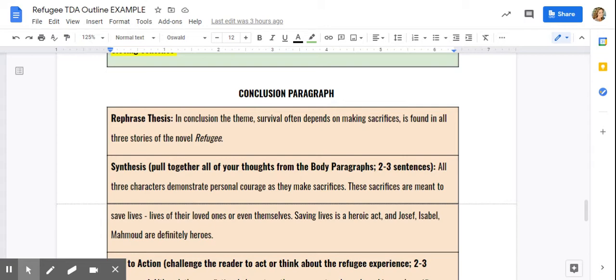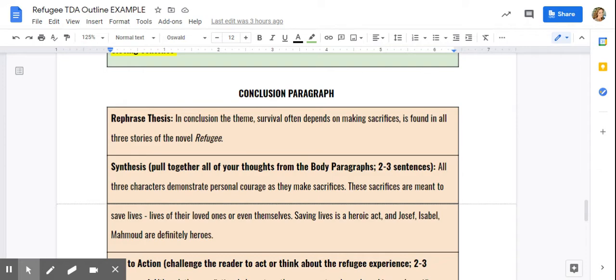So I want you to think about how you can synthesize your ideas earlier in the essay, come up with two or three sentences that pull it all together for this portion of your conclusion paragraph. I'm going to let you pause this video and go to your organizer. I would skim back through definitely the body paragraphs, and that will help you move into the synthesis phase. All right.